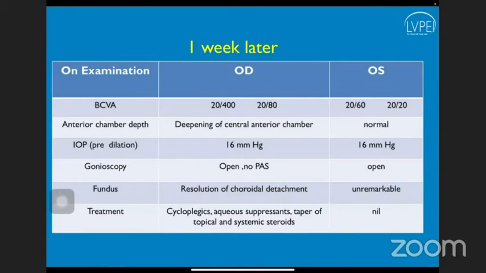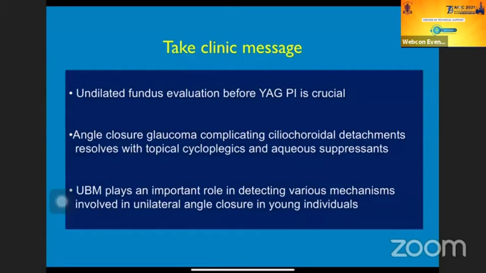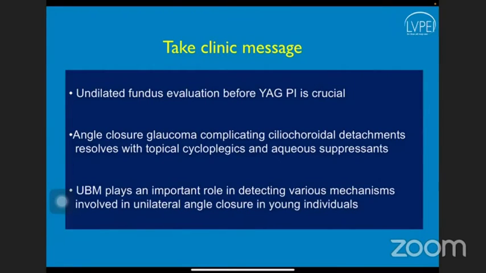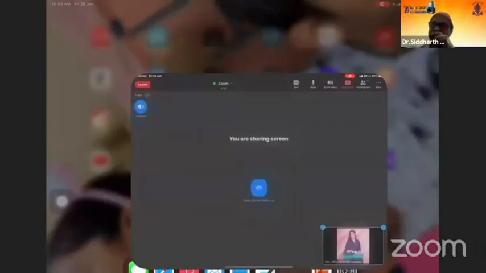recovered quite well. So if you have a unilateral angle closure, if you have any abnormality visible or you suspect any abnormality at the macula, do perform a UBM and B scan to rule out a secondary cause. I will stop here and will be happy to answer if there are any questions.